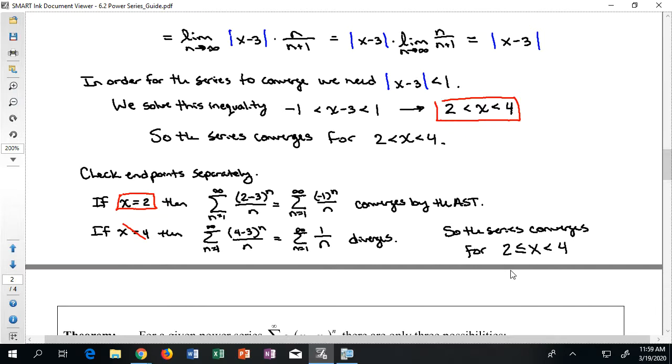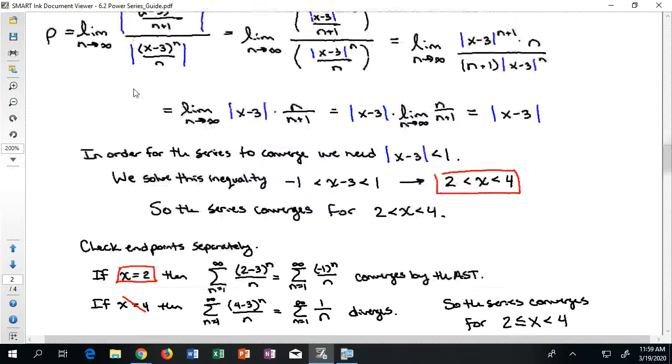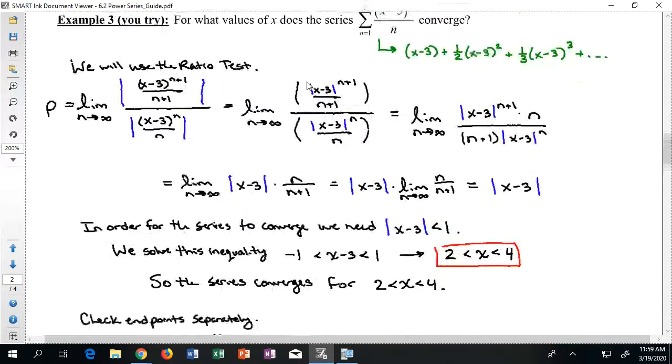Okay, in the next video, it'll be the final video for this section, and we'll talk a little bit there about what are the possibilities for different kinds of domains that we could get for these power series, these new polynomial function things.